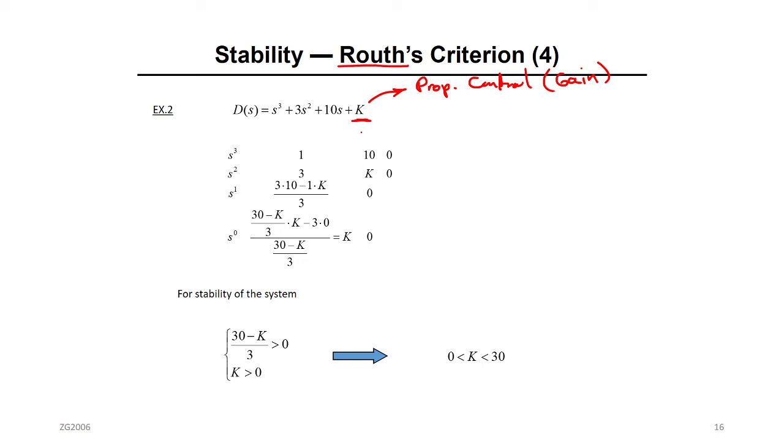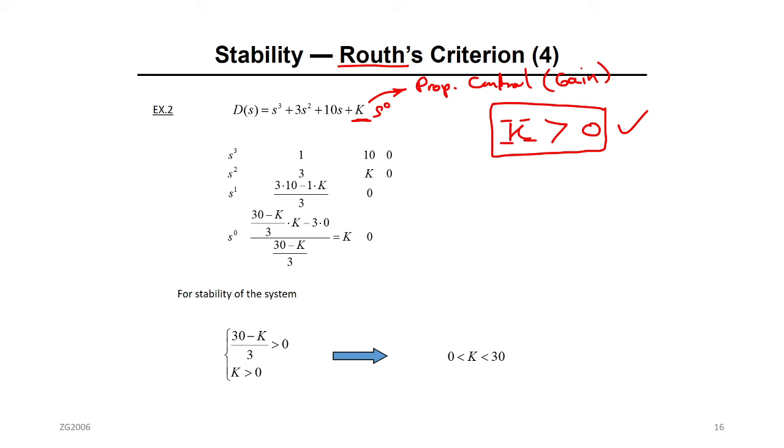So first condition for Routh criteria, check all the coefficients. Are all coefficients positive and non-zero? This one is positive, non-zero. S to the power 2, positive, non-zero. S to the power 1, positive, non-zero. S to the power 0, this K depends. This is our design. So the first condition we must pick, K must be greater than 0. Not equal to 0, greater than 0, and positive. So this is the first design for K. K must always be greater than 0.